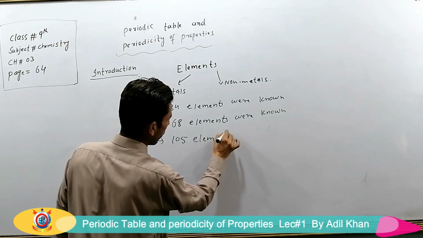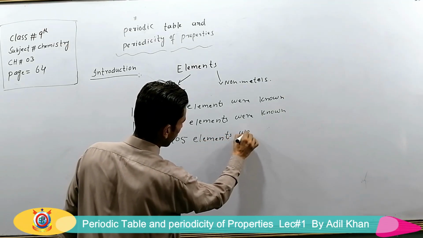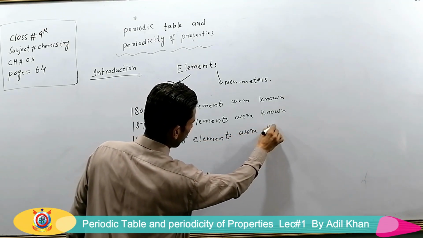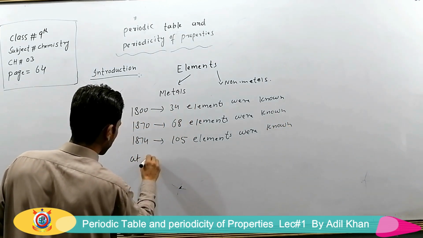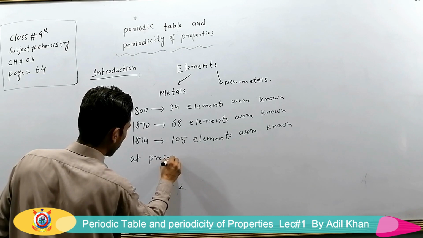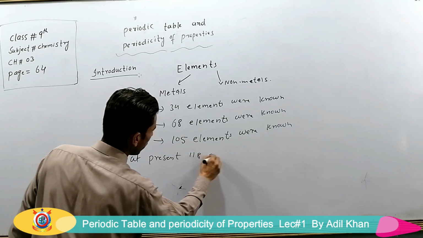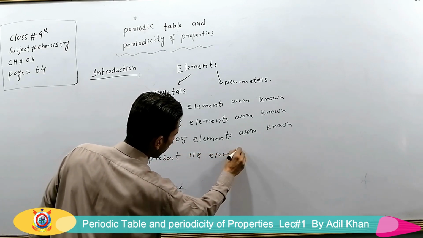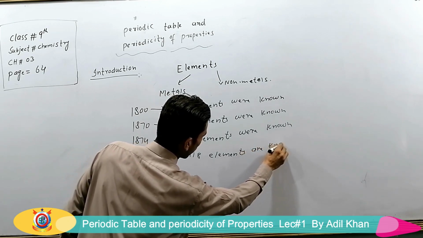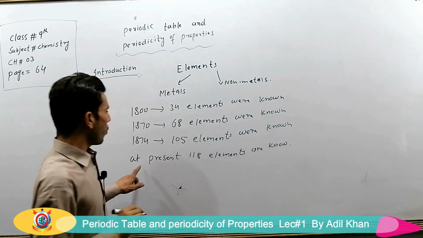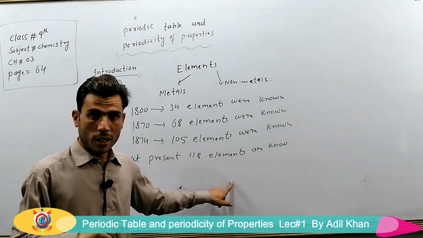105 elements were known, and at present 118 elements are known.